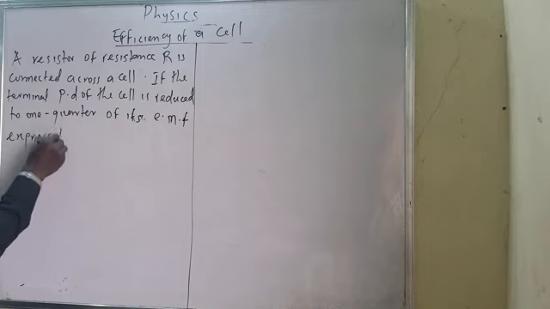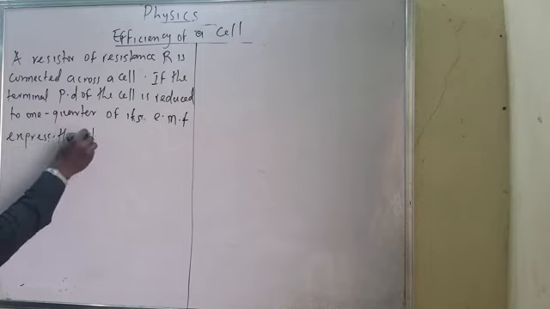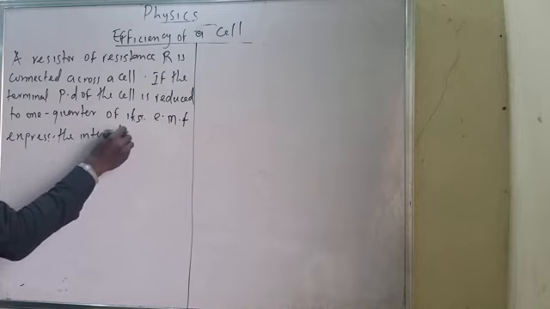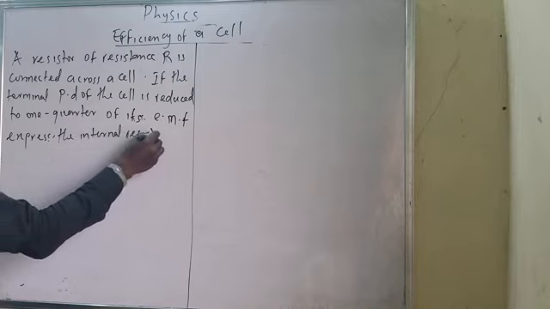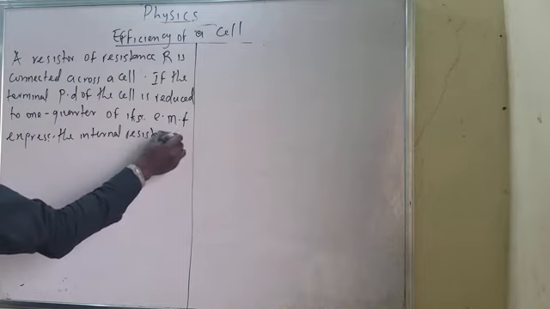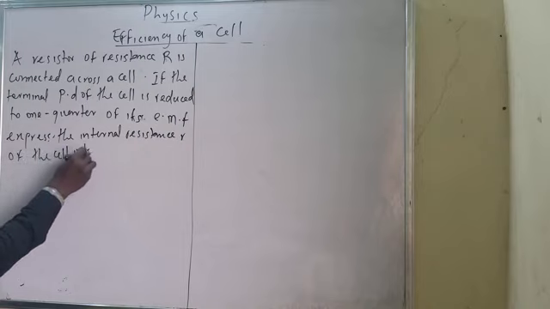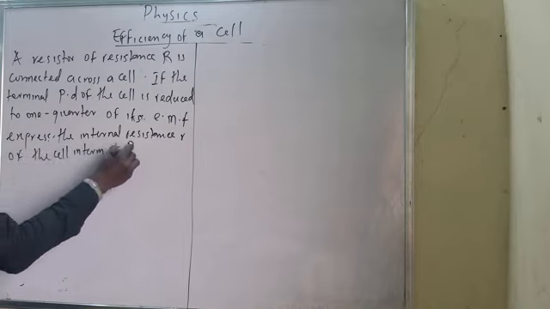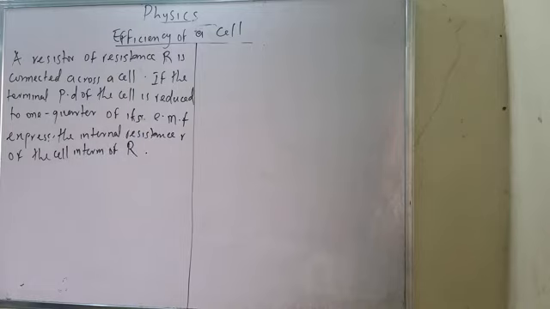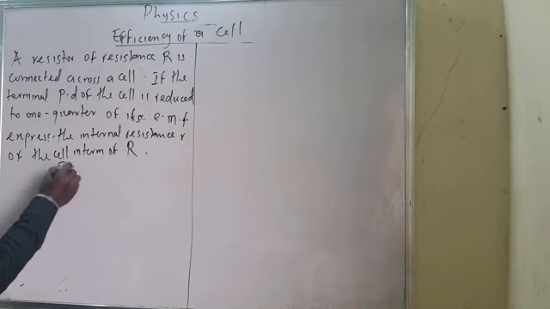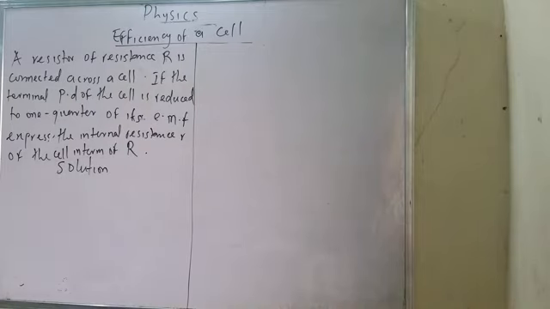Express the internal resistance r of the cell in terms of big R. Now, I've told you that we have big R, we have small r, and I've been on it over and over. Now, how do I solve this? It's a very nice problem and simple, but it's a bit logical.